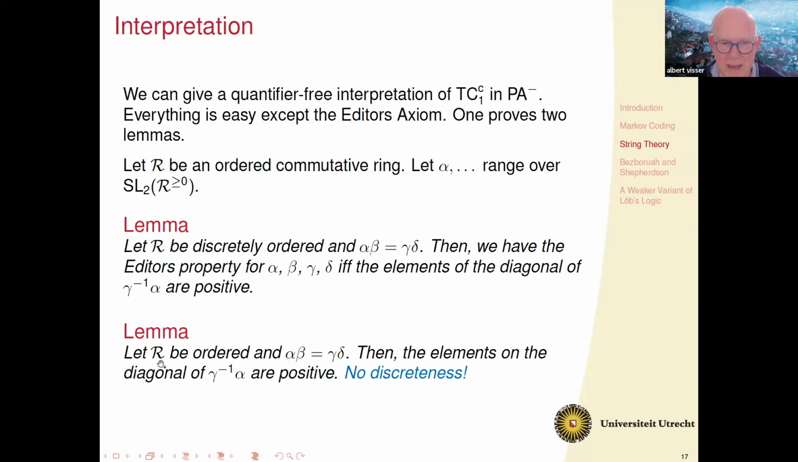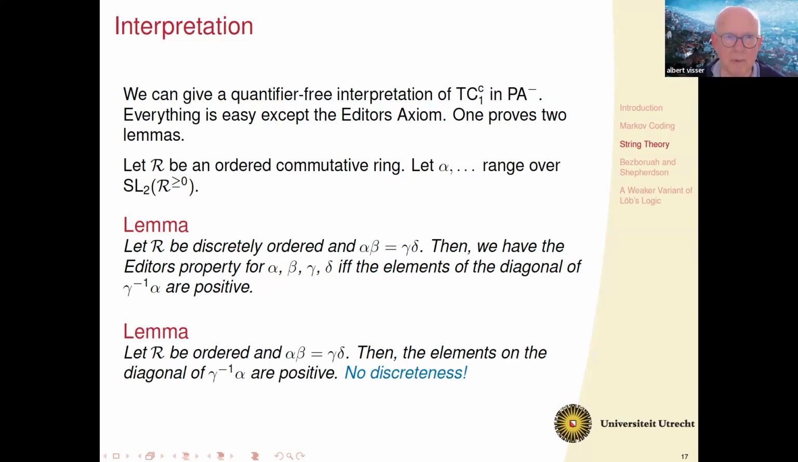And so the second step really doesn't use the discreteness anymore. So the discreteness is all in this step, and I also have a counterexample that this doesn't work if you don't have the discreteness. So the verification of the editor axiom was a real surprise, and that worked out.